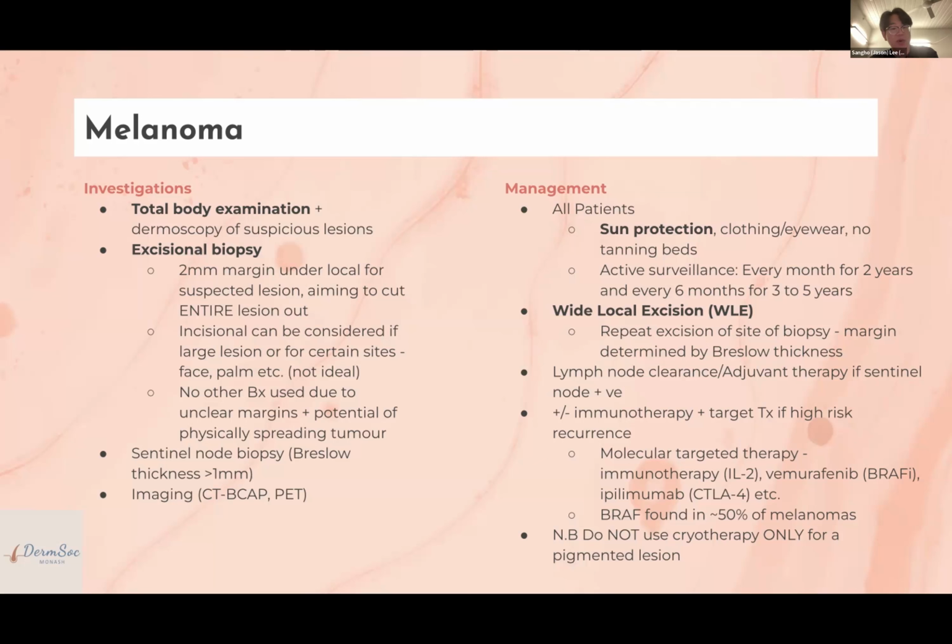We can consider what we call an incisional biopsy for lesions that are quite big, or when we don't want to cut out the entire lesion at an initial go.